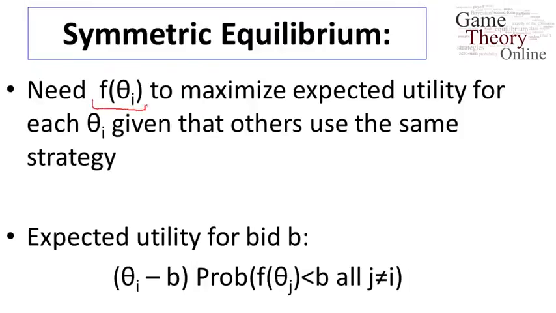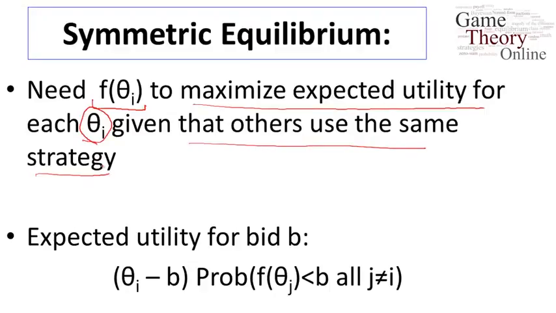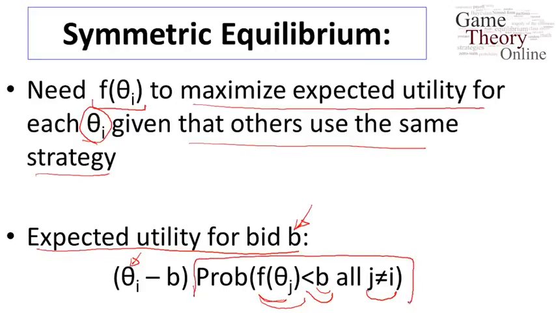We need this function to maximize my expected utility for each type, given that others are using the same strategy. So let's suppose my type is theta i. I get a certain expected utility for a bid of b. If I bid b, I win with the probability that everybody else bids less than b. So for all j not equal to i, how they're choosing to bid as a function of their types is less than b. So I can evaluate that probability. And then I get the value when I win of theta i minus b.